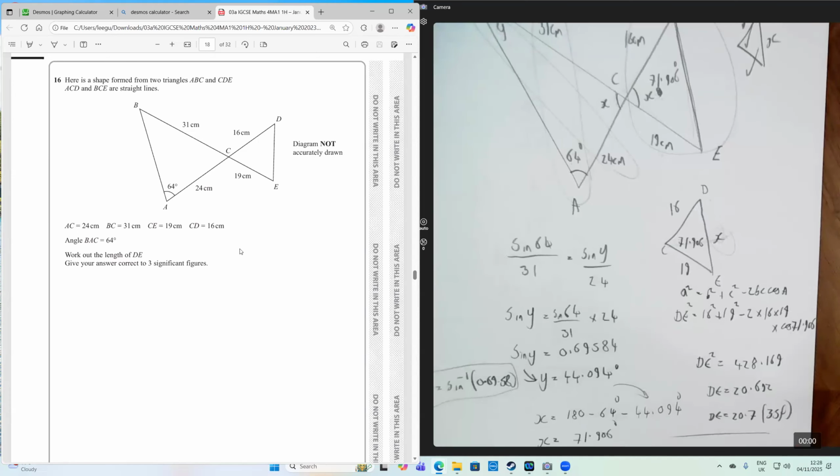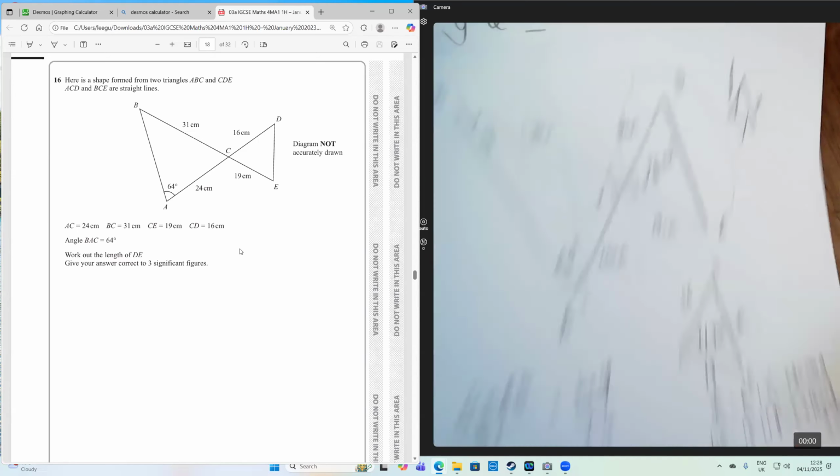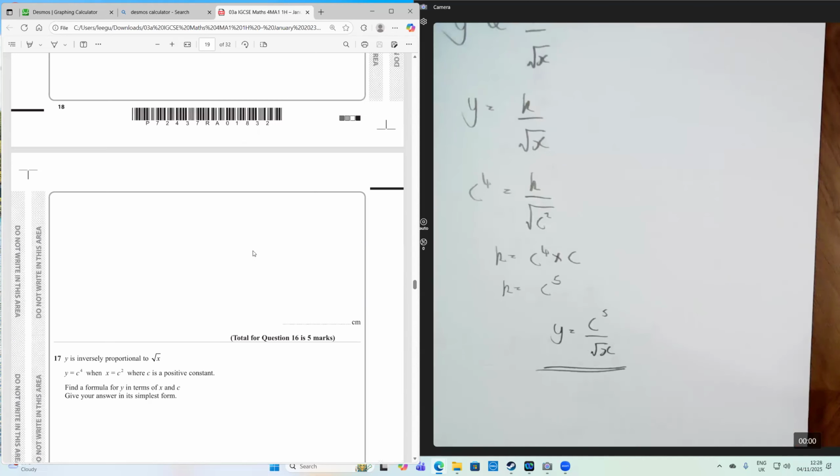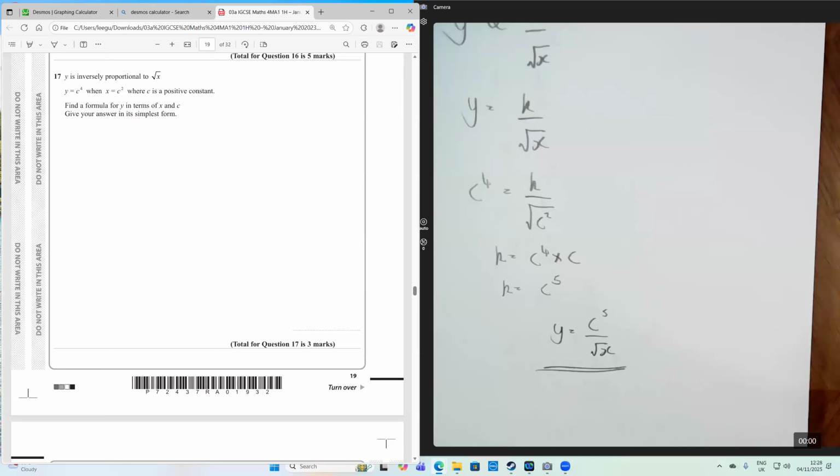So that's question 16. Really nice question. Could just as easily come up on an A-level paper, by the way, that question, for those of you who are contemplating A-level. Right, question 17.